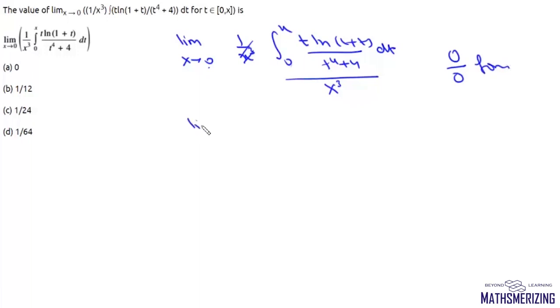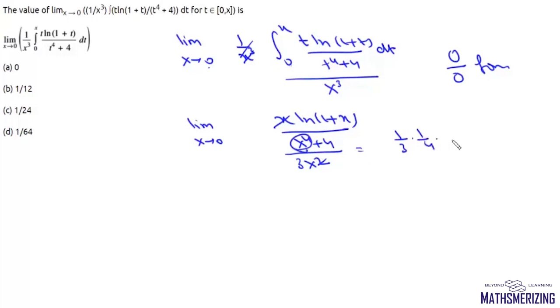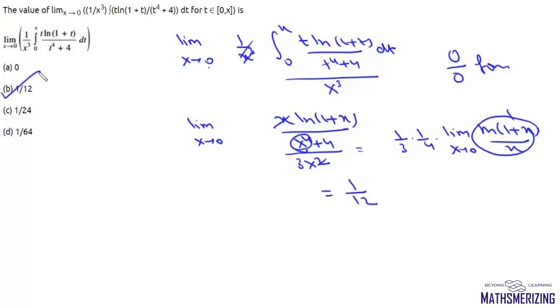Now when it is a 0 upon 0 form, we can use L'Hopital's rule. We'll differentiate the numerator. It will be x log(1 plus x) upon x to the power 4 plus 4, upon 3x square. Now we'll cancel this x with x. Then we can write 1 by 3 into, I will put x as 0 here, we'll get 1 by 4. And then the limit x tends to 0 of log(1 plus x) upon x is 1. So the value of this limit is simply 1 by 12, and that's your option B.